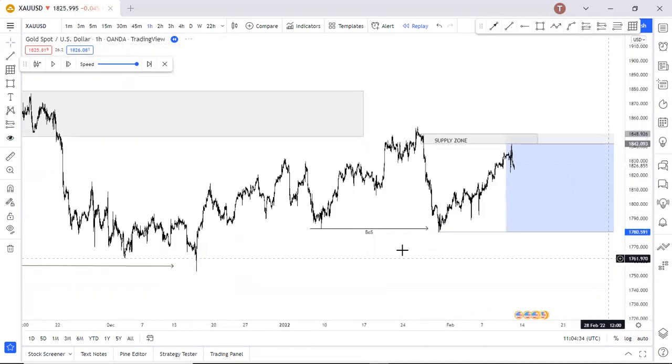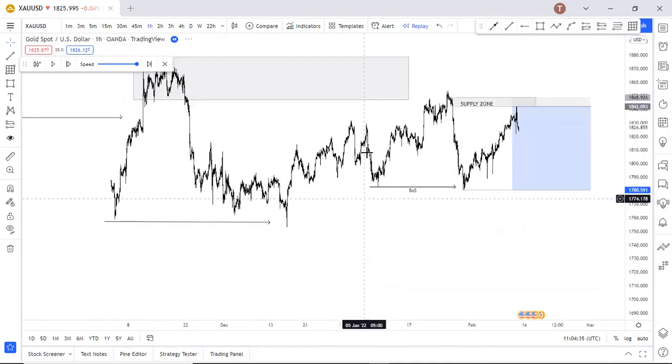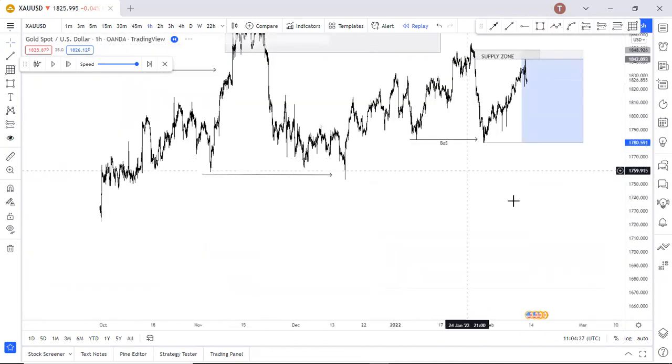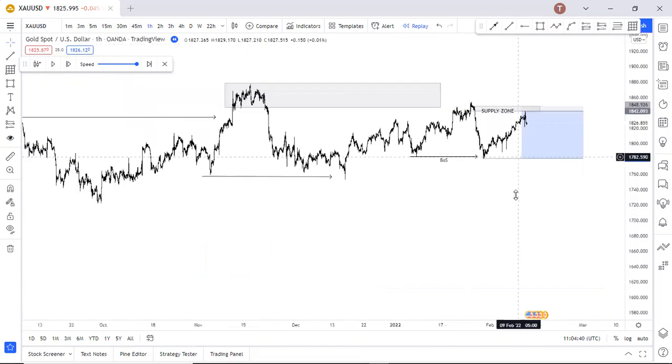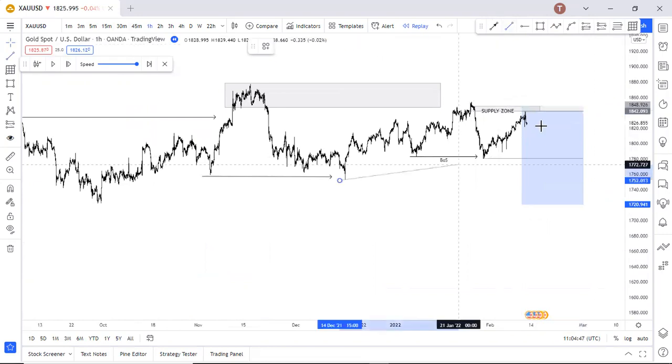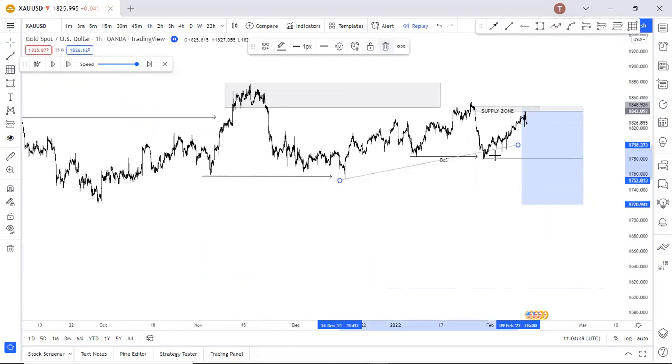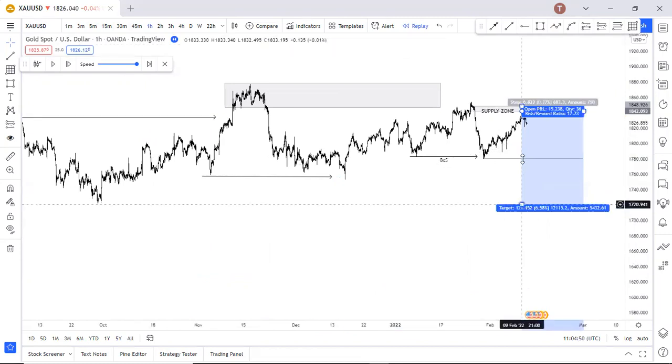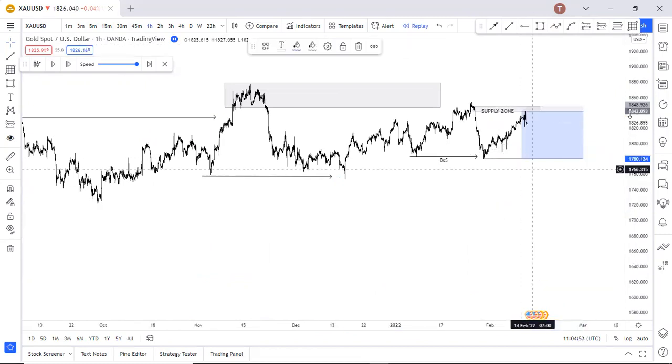For long-term targets, I'm expecting gold to come all the way down here to clear this whole liquidity that we have. But that will be long term. For now, I will be taking profits right here.